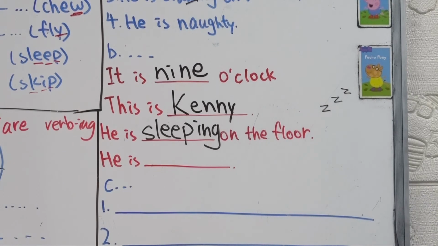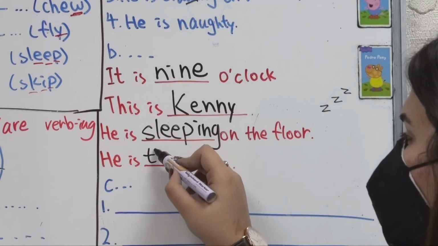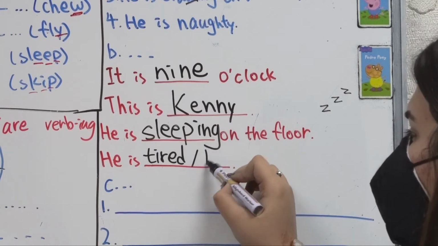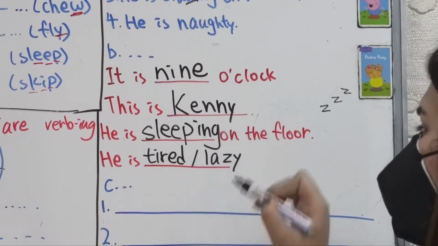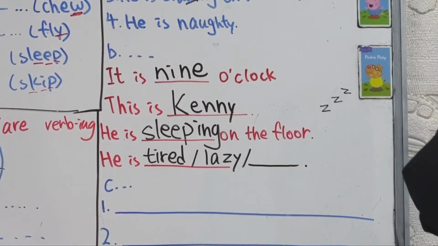Okay, he is. Which word would you like to describe him? So if a person is sleeping on the floor, what do you think he is? He is tired, he's lazy. You can write anything you like, okay? So tired is Tired. Lazy. Or anything you can write. That is suitable. No problem.